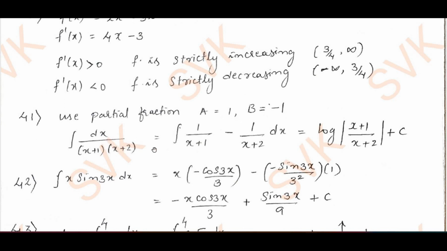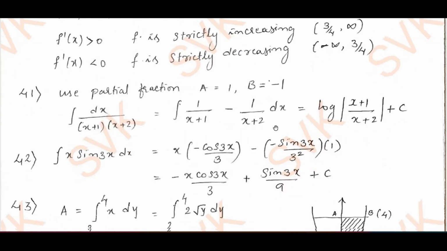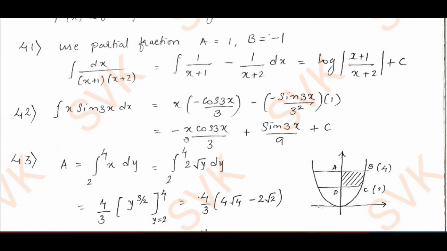Then applying the partial fraction for the given integral, I got the integral of 1/(x+1) minus 1/(x+2) dx. Integrating this, I got log|(x+1)/(x+2)| plus c. Integrating this value by integration by parts, I got the answer as minus x cos 3x by 3 plus sin 3x by 9 plus c.